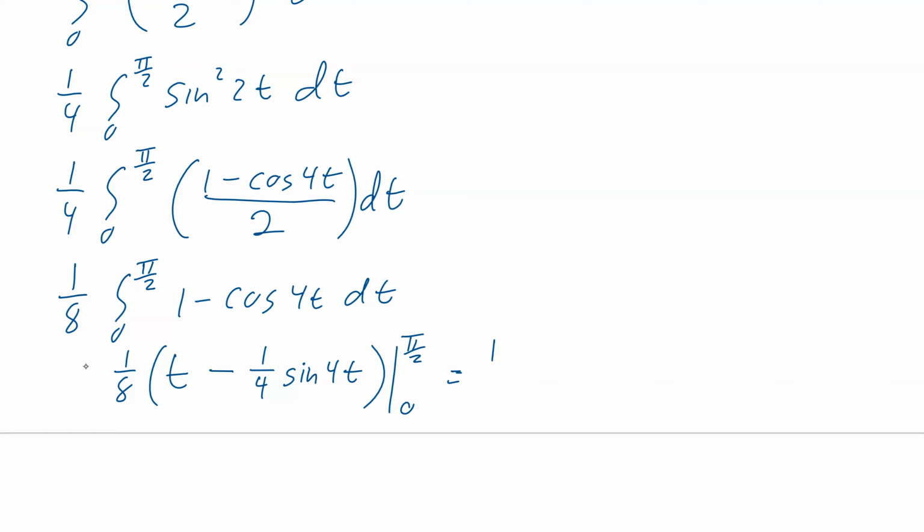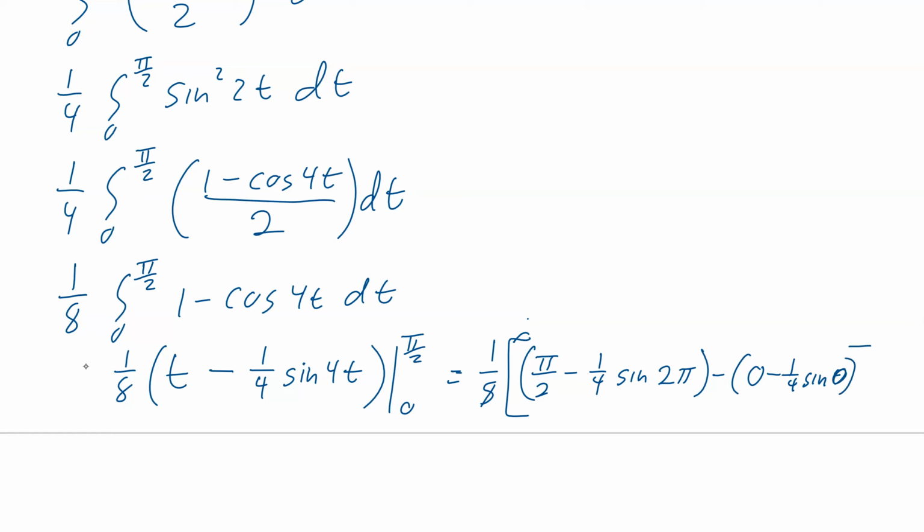So we have 1/8, big old bracket, pi over 2 minus 1/4 sine, and then 4 times pi over 2 would be 2 pi, minus, parenthesis, 0 minus 1/4 sine of 0. With trig functions, you always want to check them because remember, things like cosine of 0 is 1, so you don't want to miss that.